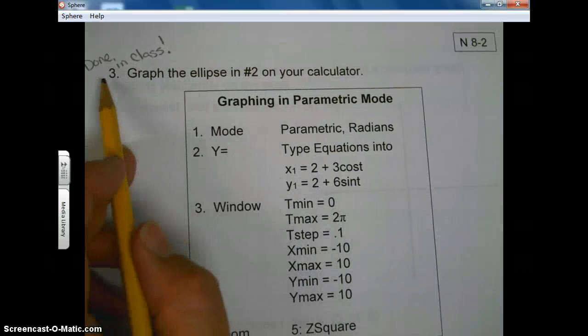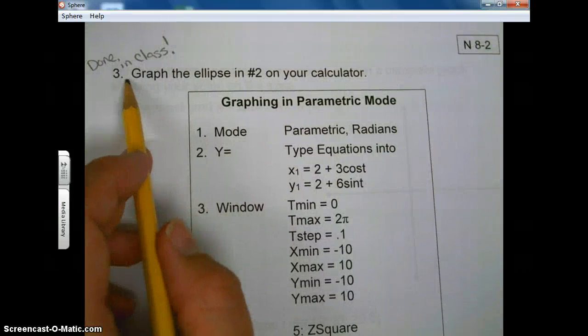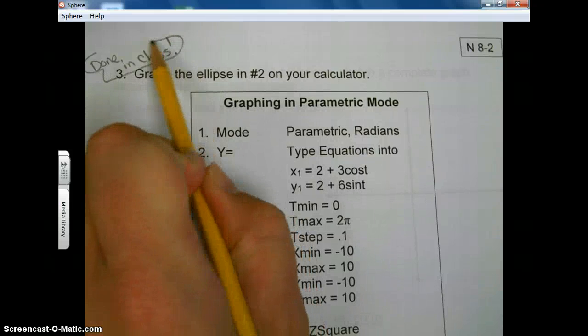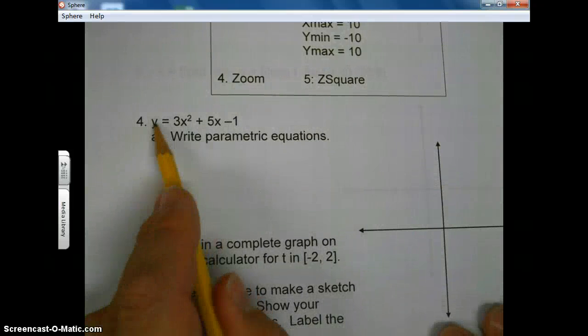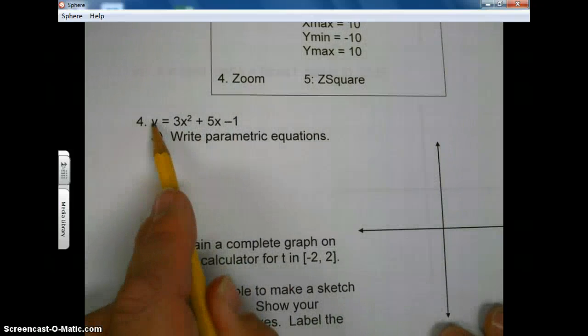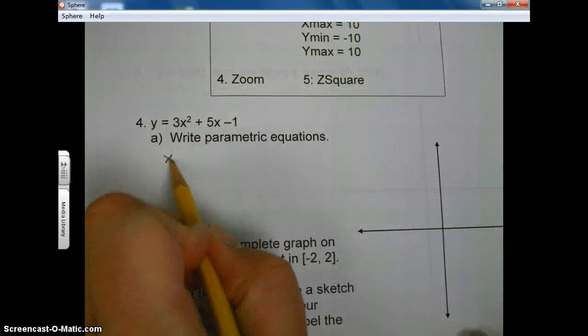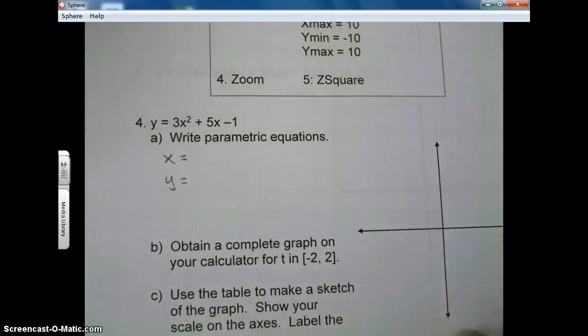Okay, so number 3, unless you have a graphing calculator at home, we're going to go ahead and do this one in class. Please remind me in case I forget, okay? All right, moving down to number 4. It says write parametric equations. So here we have a regular function, and I want to write 2 equations, one for x and one for y, but we want them to be in terms of t.